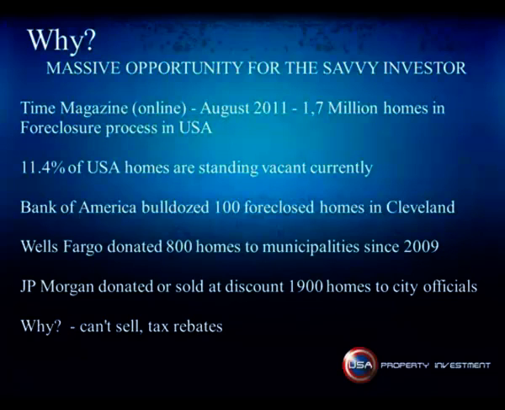Wells Fargo, for example, donated 800 homes to municipalities since 2009. JP Morgan donated or sold roughly 1,900 homes to city officials at stupidly discounted rates, purely so that they could get out of those properties so that they don't have to pay those property taxes anymore. Where those Bank of America homes were bulldozed, they actually just made that a green area in Cleveland. So they knocked it down and donated it, and that became a green area so that they could get rid of that expense on their books.